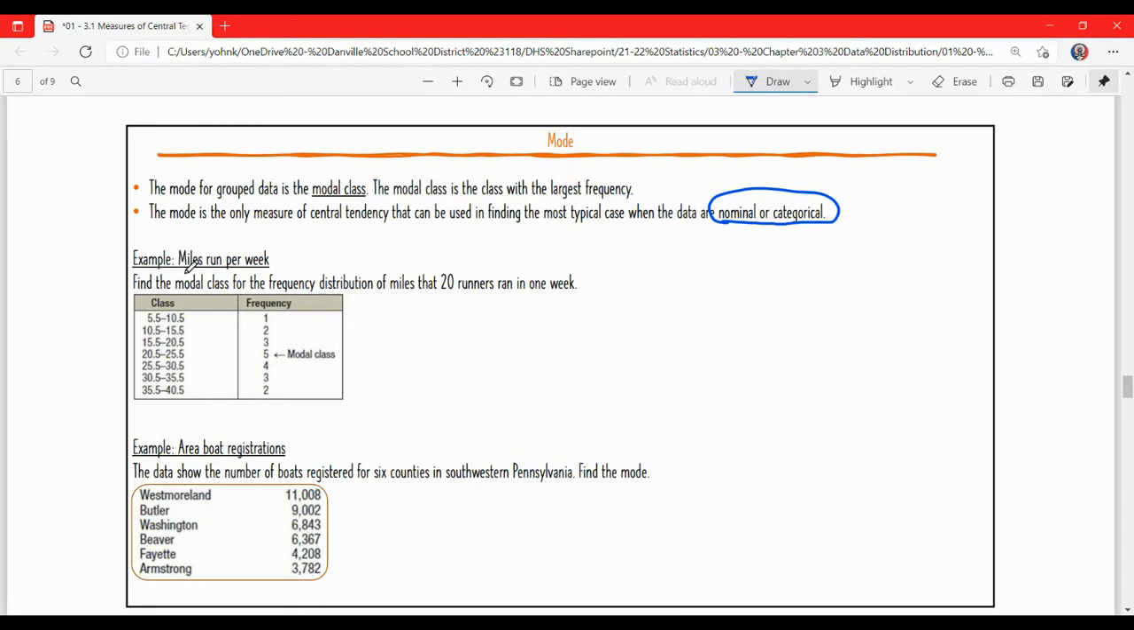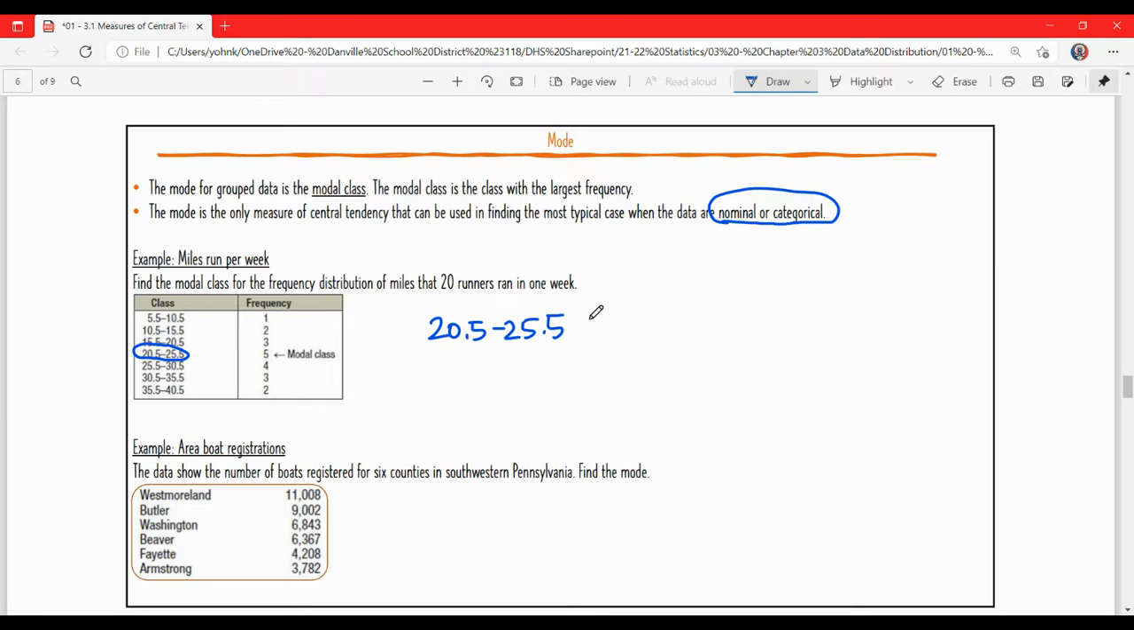So if we look at this example here, find the modal class for the frequency distribution of miles that 20 runners ran in a week. The modal class is right here. So the modal class is 20.5 to 25.5.